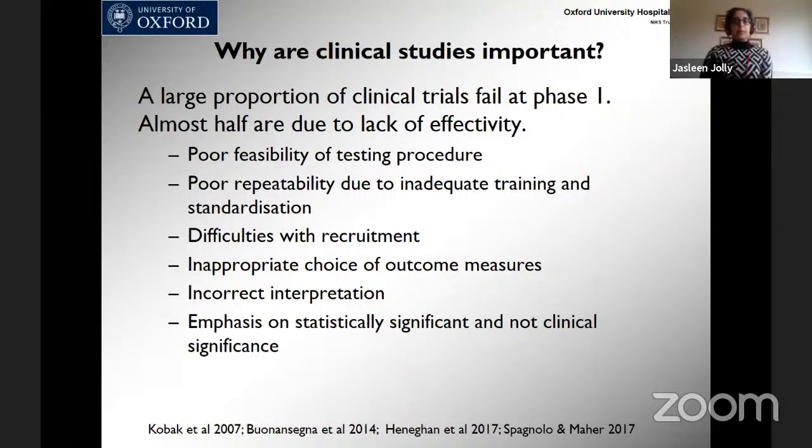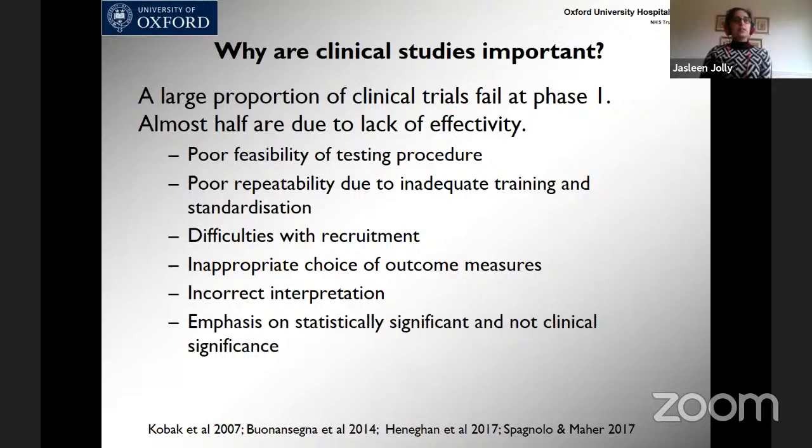poor repeatability because the individuals haven't been trained and their procedures haven't been standardized well enough, difficulties with recruitment, inappropriate choice of outcome measures because people have used just what's available rather than what would best reflect the disease process, incorrect interpretation of the results, so using either statistics or actually analysis methods that are not really appropriate. And then quite often there's too much emphasis on what's statistically significant, but we need to establish what's clinically significant.